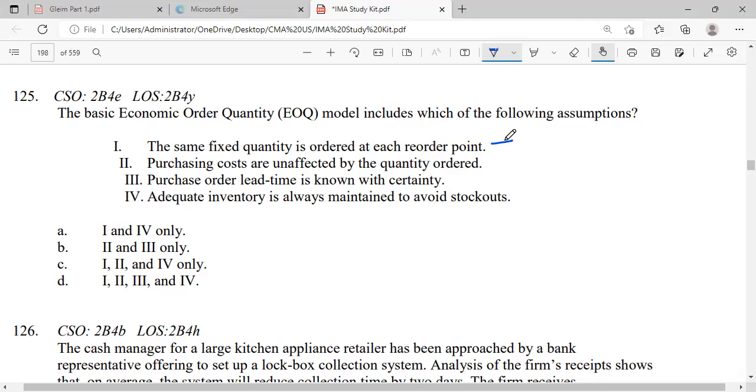Now, I need an answer. We can go with all four, or 1 to 4, 2 and 3, 1 and 4. These are the options available to us. I need some participation from you, saying what the answer can be. I'm looking into the chat section now. What do you think? What are all the assumptions of EOQ?